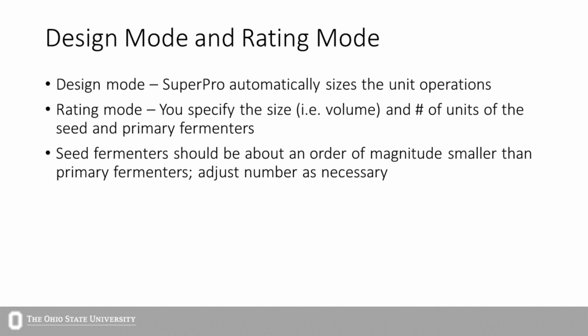Finally, a few notes on design mode and rating mode. You can find this by right-clicking on your unit operations, such as one of your fermenters, and selecting equipment data. Near the middle of the left-hand side, you will find the option to pick between design mode and rating mode. If you select design mode, SuperPro automatically sizes the operations based on maximum size limits and lists how many you need for your flow rate of material. In rating mode, you specify the size and number of units for your unit operations, and you have the option of running the throughput analysis to assess your efficiency.